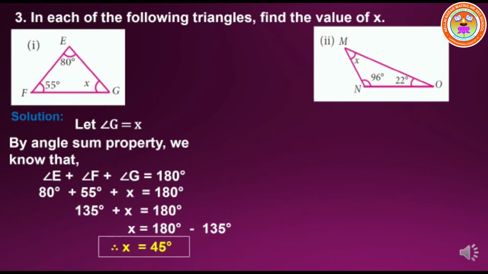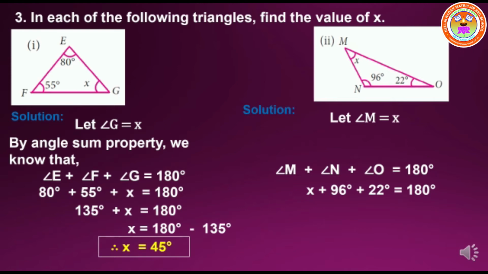Yes. Now, the second subdivision, we have been given a triangle MNO, where angle M is given as x, N is given as 96 degrees, and angle O is given as 22 degrees. Solution, let angle M is equal to x. We need to find what is the angle M. Now, by angle sum property, we know that we are going to add all the three angles. That is, angle M plus angle N plus angle O is equal to 180 degrees.